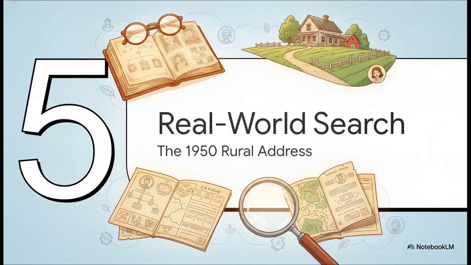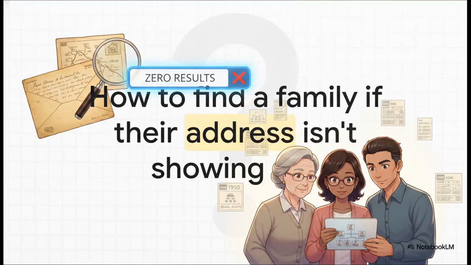Let's look at Part 5, a real-world search example using a 1950 rural address. So what happens when the system completely fails you? Imagine you've got an old 1950 letter with the exact rural address for your grandparents, but typing their name into the search bar is giving you nothing, 0 results. You know they live there, but the index isn't cooperating. How would we find them?